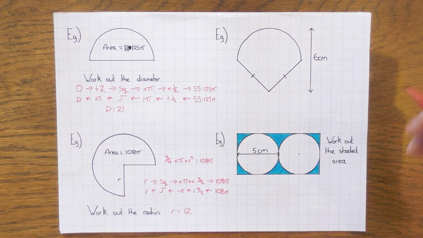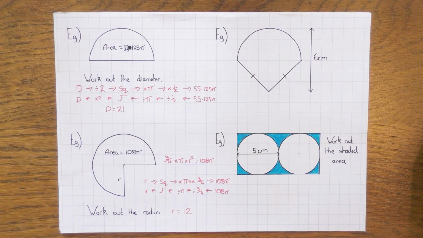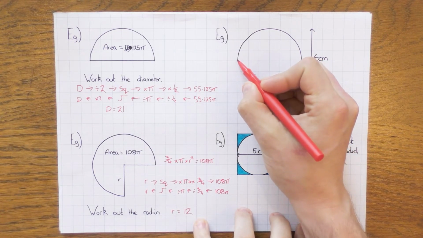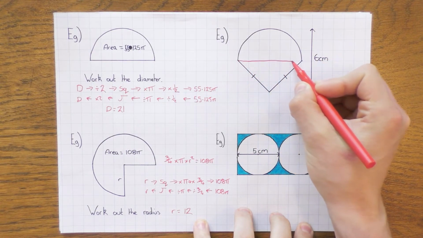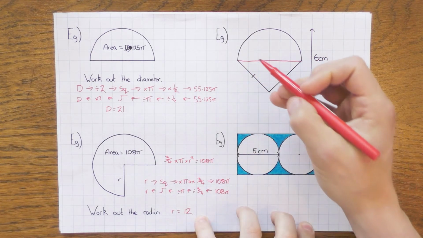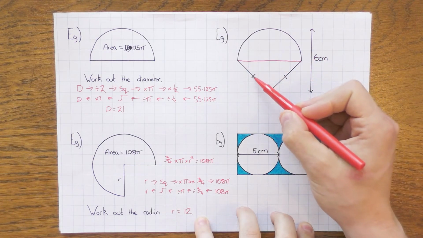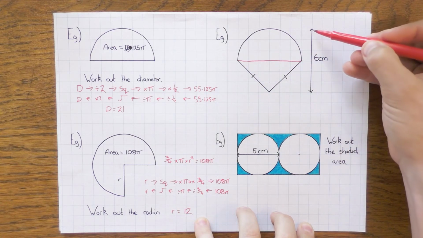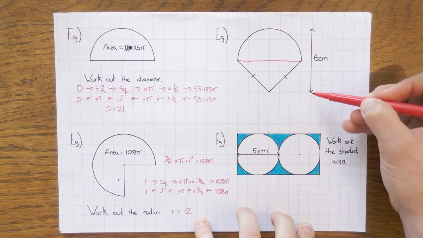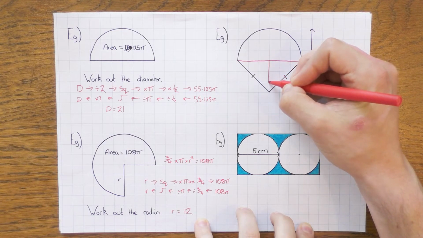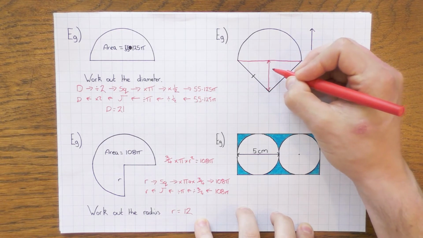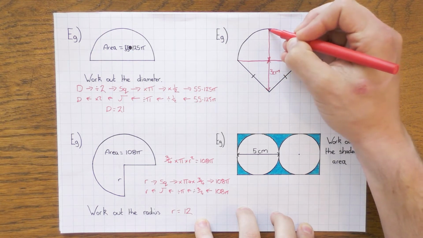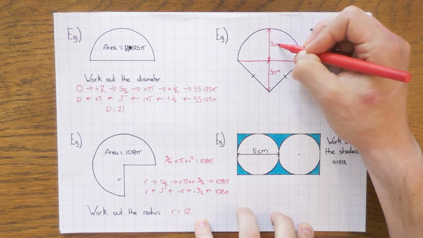So now we're going to have a look at some compoundy shapes. So we need to split these shapes up. The most obvious one to do with this is cut it along there. So I have a semicircle, and obviously these two little dashes here mean that this is a semicircle. And I'm told that the whole height of the whole shape is 6, which means that is going to be 3 centimeters, and that is also going to be 3 centimeters.